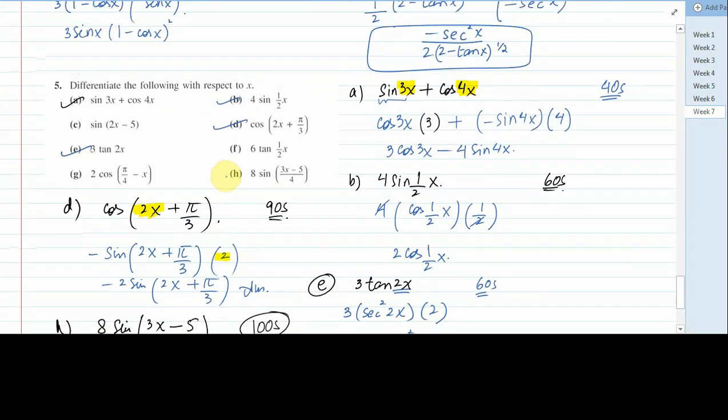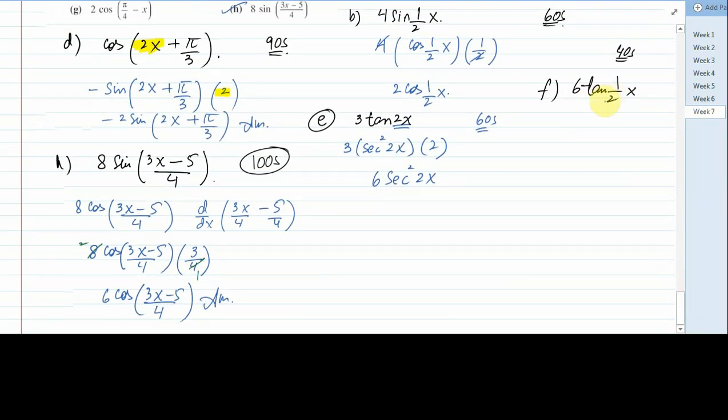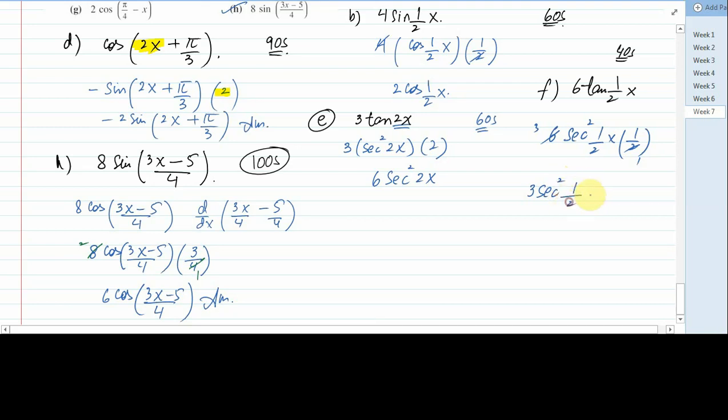After part H, we are going to start part F here. Part F says 6 tan of 1 over 2 x. The derivative of tan is sec square of 1 upon 2x, and the derivative of 1 upon 2x will be 1 upon 2. Now you need to simplify. 2 1s are 2, 2 3s are 6, so that will be 3 sec square of 1 over 2x. That is your final answer.